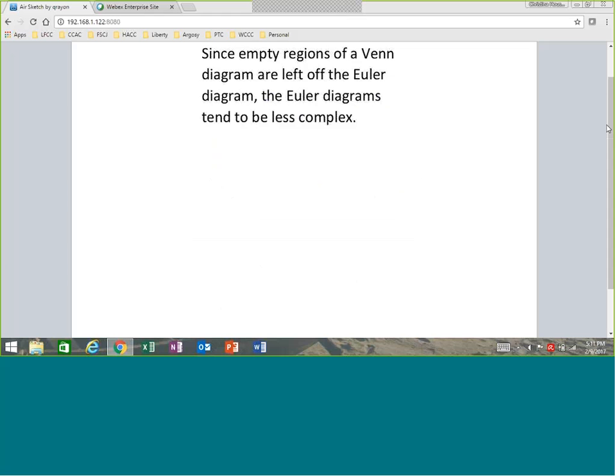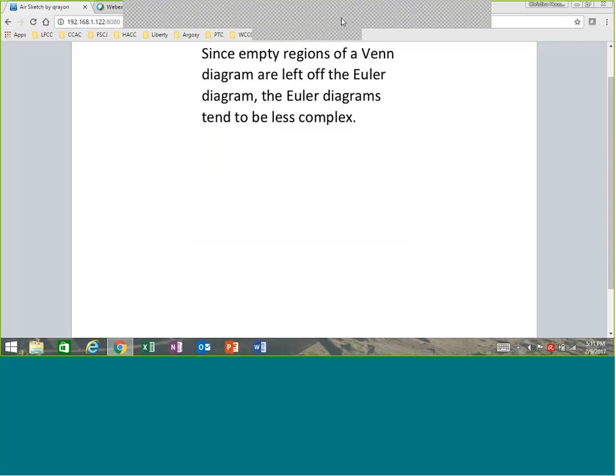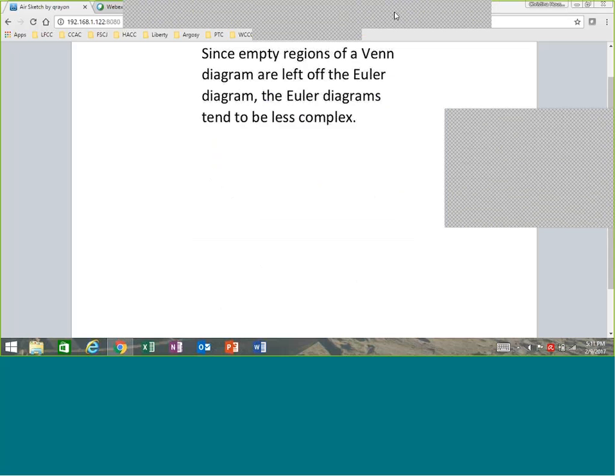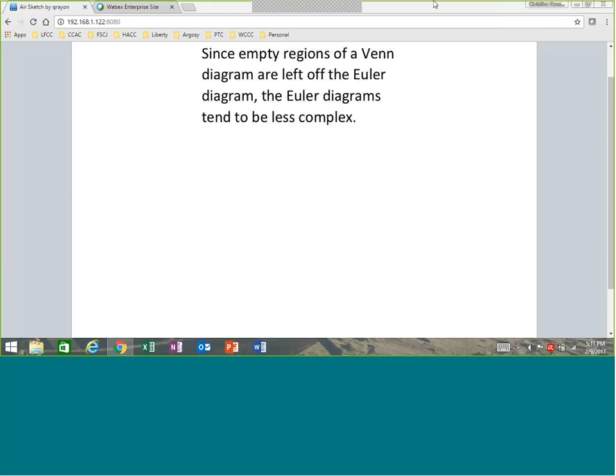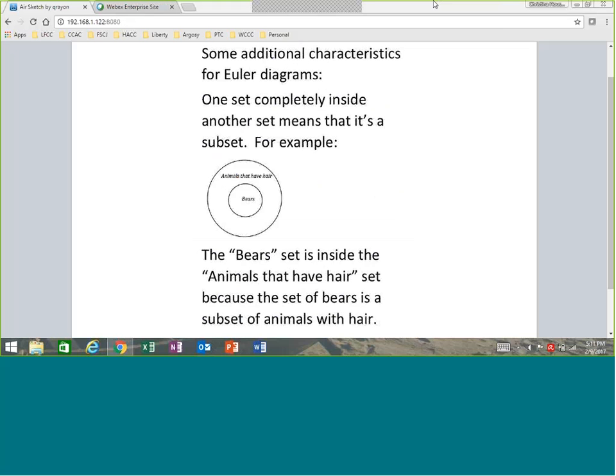All right, so since the empty regions of the Venn diagram are left off, the Euler diagram tends to be less complex because anything that's empty is left off. Okay, so that's the main difference between them. But let's look at some additional characteristics of Euler diagrams.